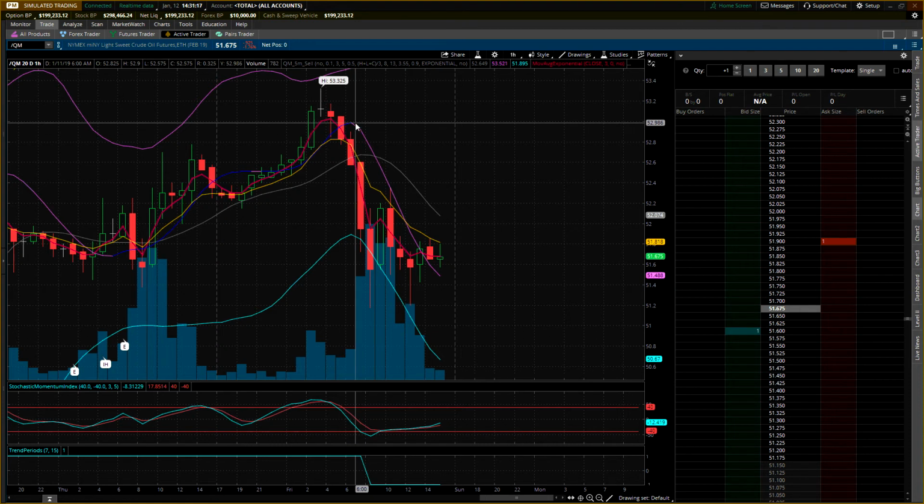And then an hour later, you see that by 6 a.m., we can see that the Hull moving average has changed color. And then you could place your trade on this candlestick right here. In this case, you'd be doing a short sell, right? You'd be doing a sell, not a buy.